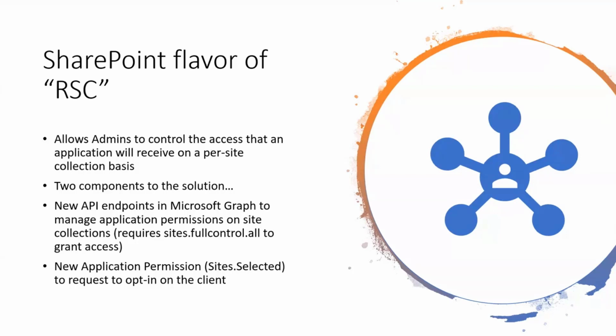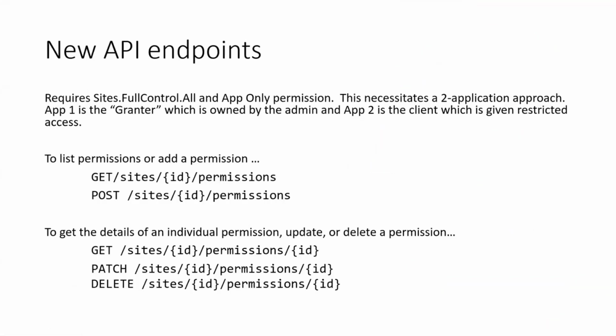And hopefully in this week's deployment of the Graph schema, you'll actually get the other part you need to work with this, which is the new permissions API in the SharePoint section. The new endpoints we are adding, as I said, require sites.fullcontrol.all, require app only for now. We've had discussion about whether we open this up specifically for a tenant admin delegated permission as well.